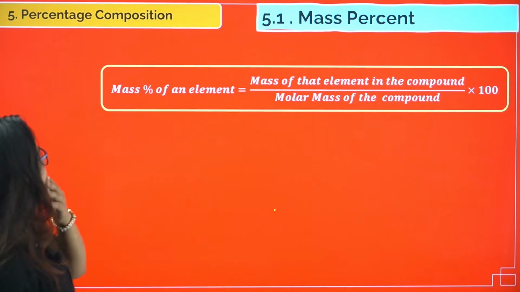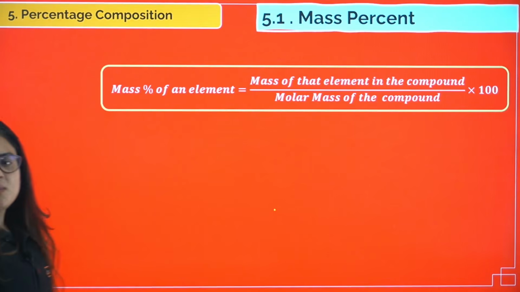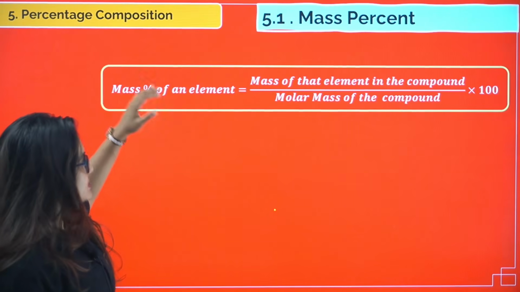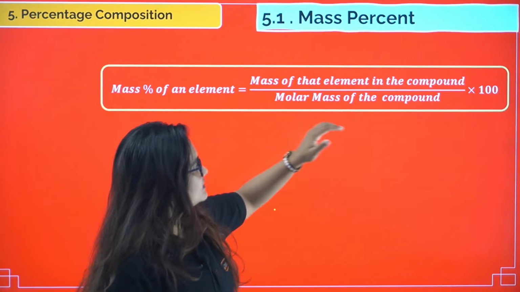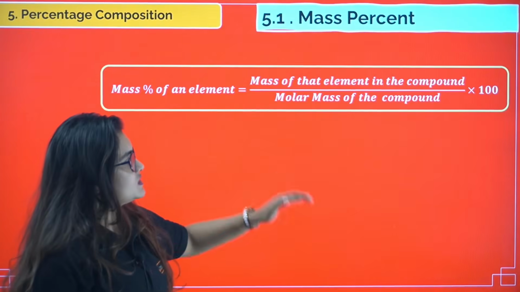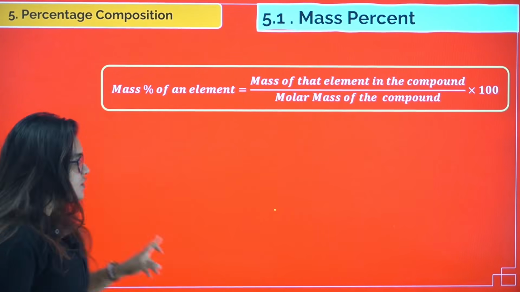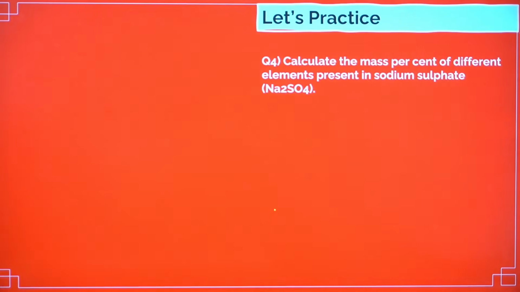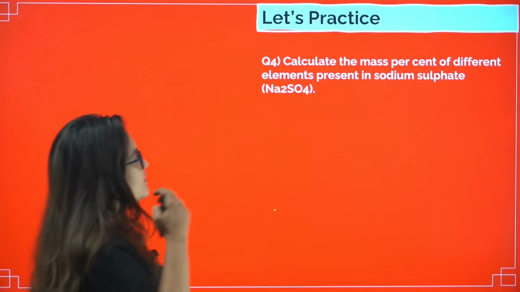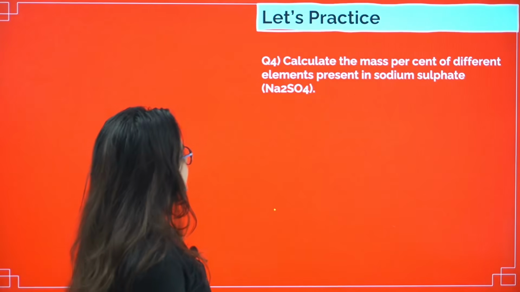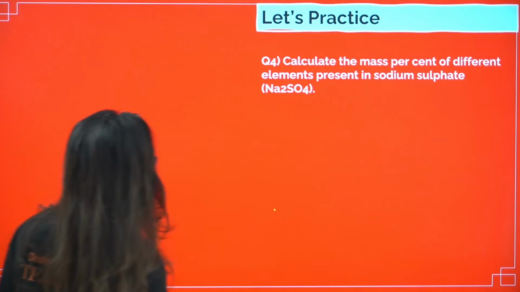Here you can see percentage composition, mass percentage of an element. It is given by mass of that element in the compound divided by molar mass of the compound into 100. So one numerical we will do, then it will be clear to you. Here the question is: calculate the mass percent of different elements present in sodium sulfate. Okay, let me just do it.